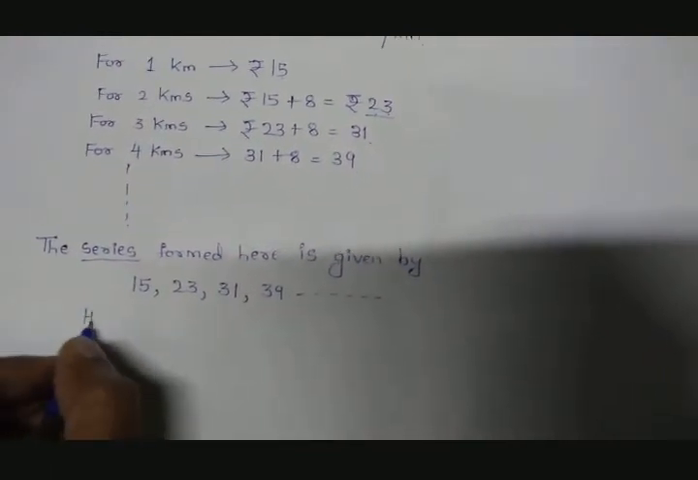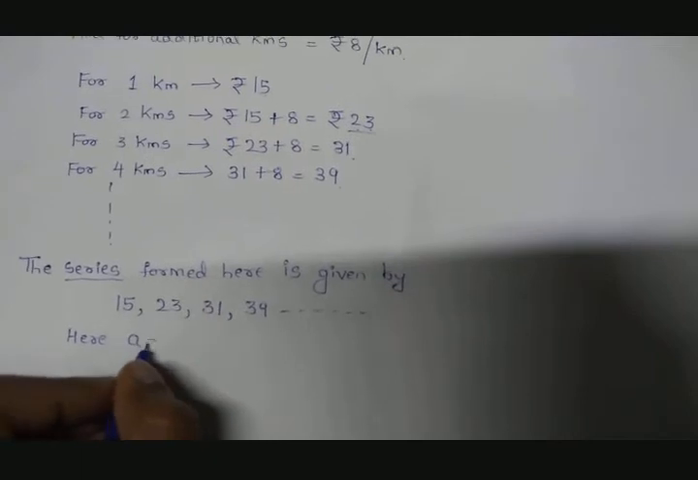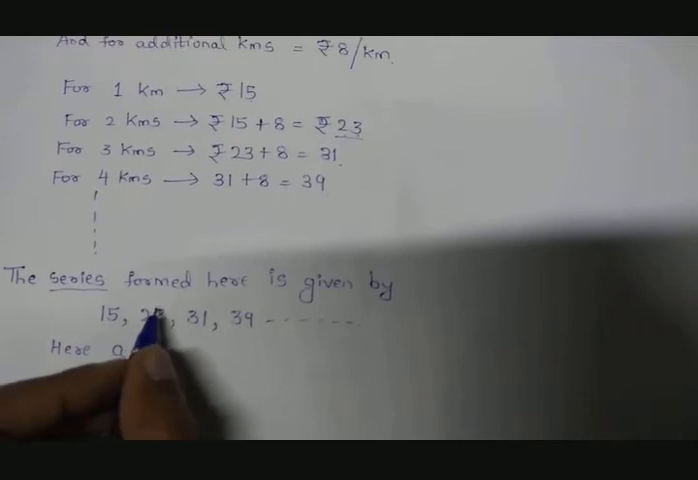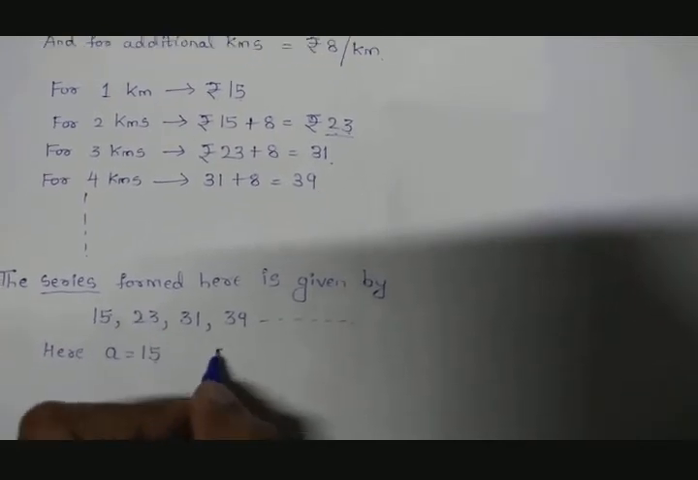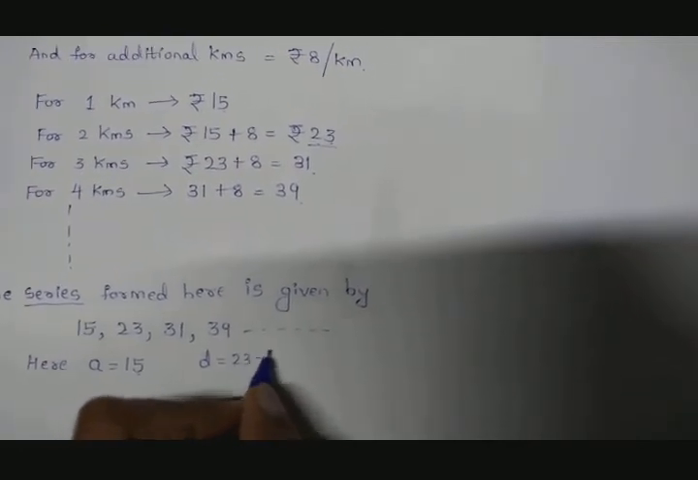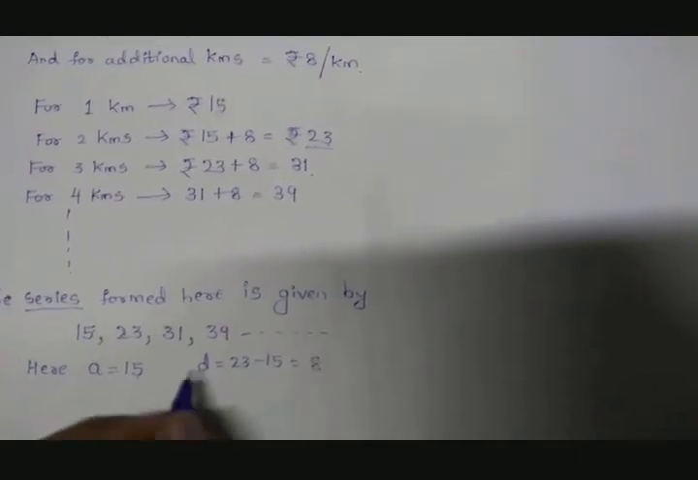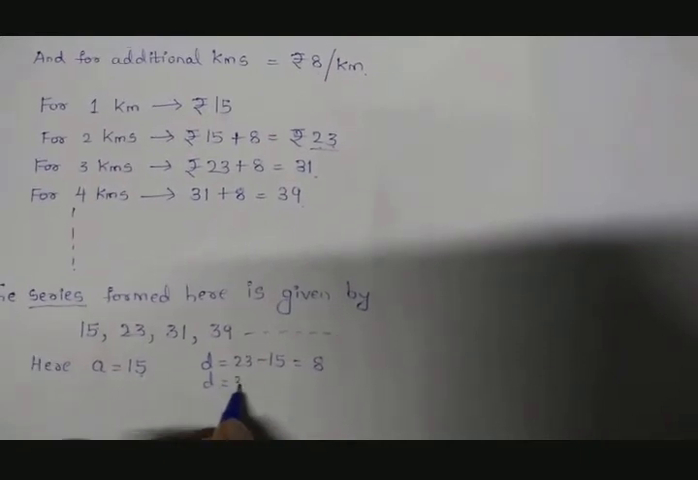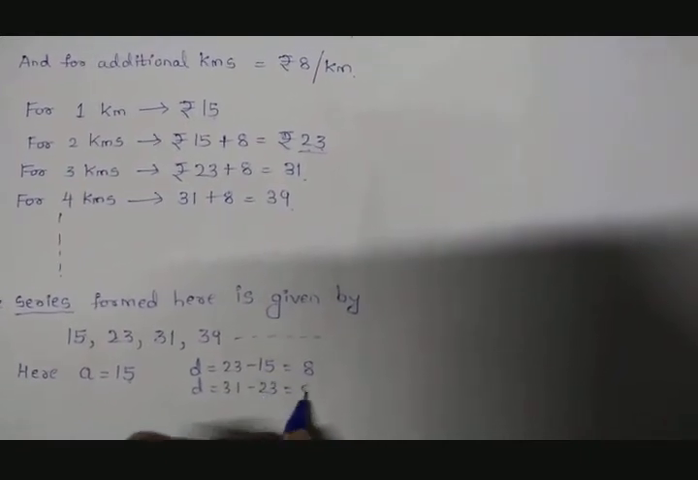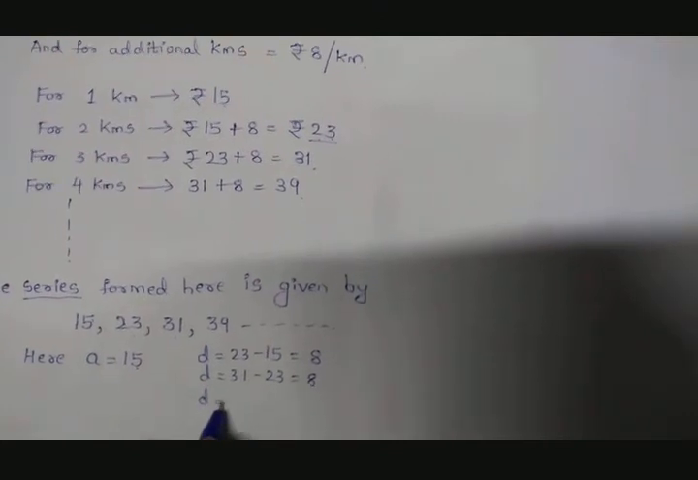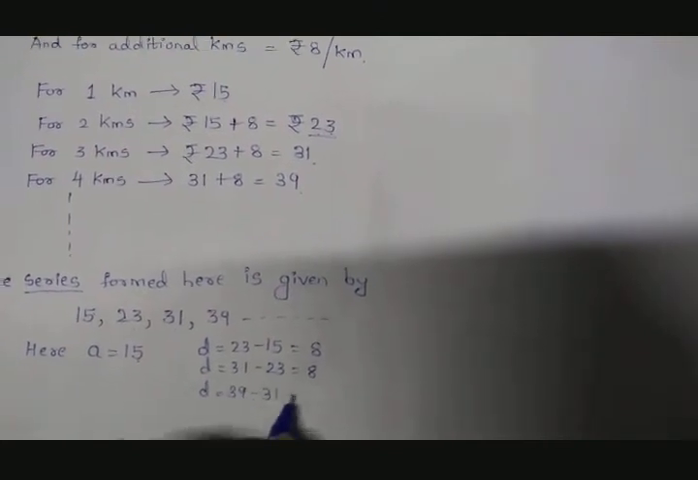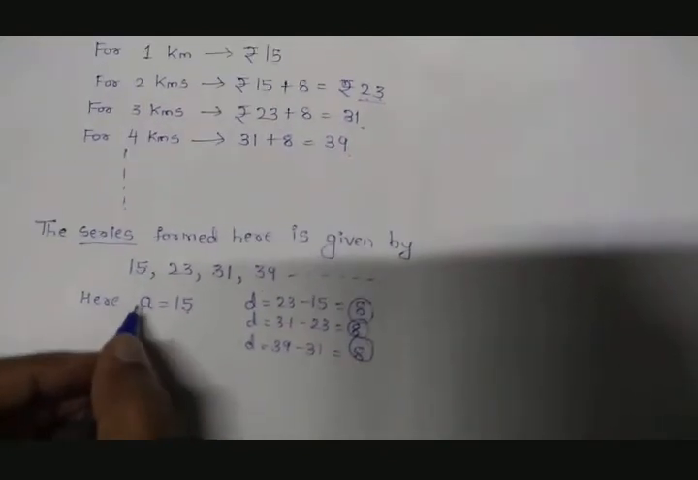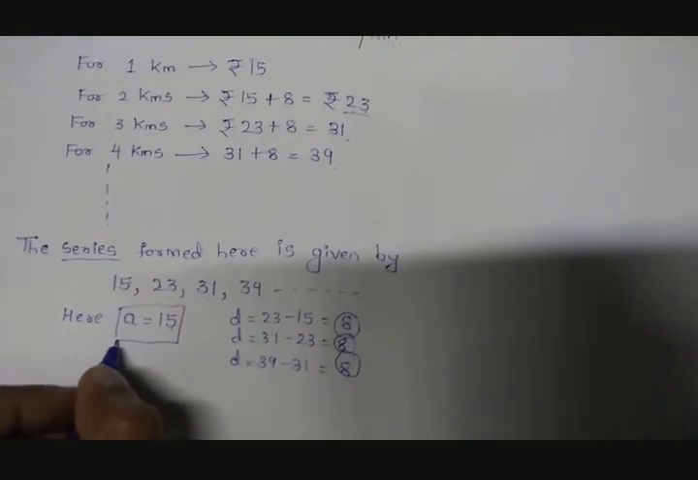So here we know that the first term a is nothing but 15, and let us check what the common difference is. That is nothing but second term minus first term. d is equal to 23 minus 15, which is equal to 8. And similarly we can check for the other terms. 31 minus 23 is nothing but 8. Again 39 minus 31 is nothing but 8. So we are getting the common difference as 8, and we have the first term as 15.